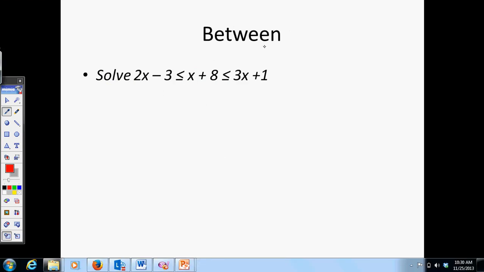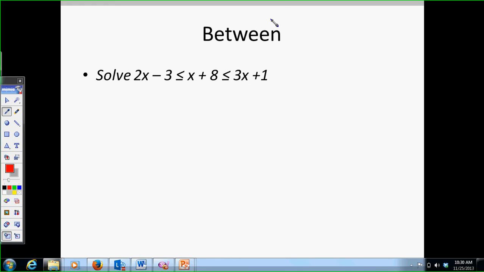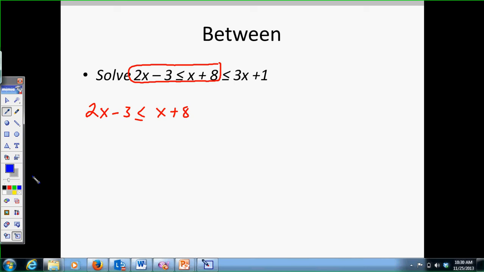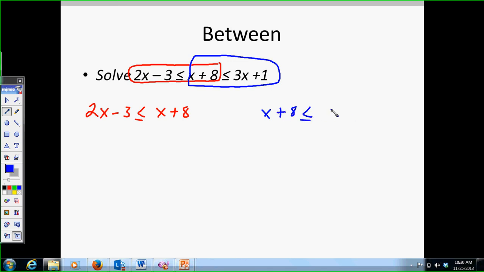Let's look at an example of a between inequality: 2x minus 3 less than or equal to x plus 8 less than or equal to 3x plus 1. What I'm going to do is split these up. I'm going to treat this side as one inequality, and then I will treat this side as one as well. Then I'll solve each one of them separately, and then I'll graph the solution.